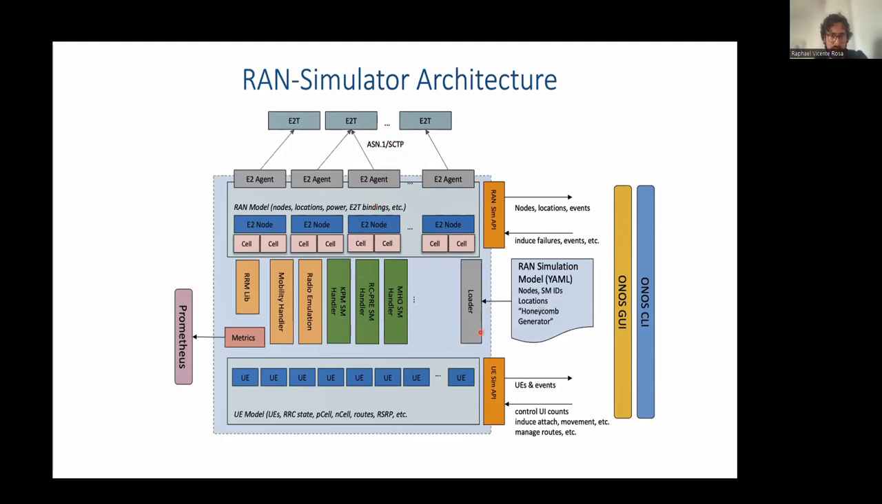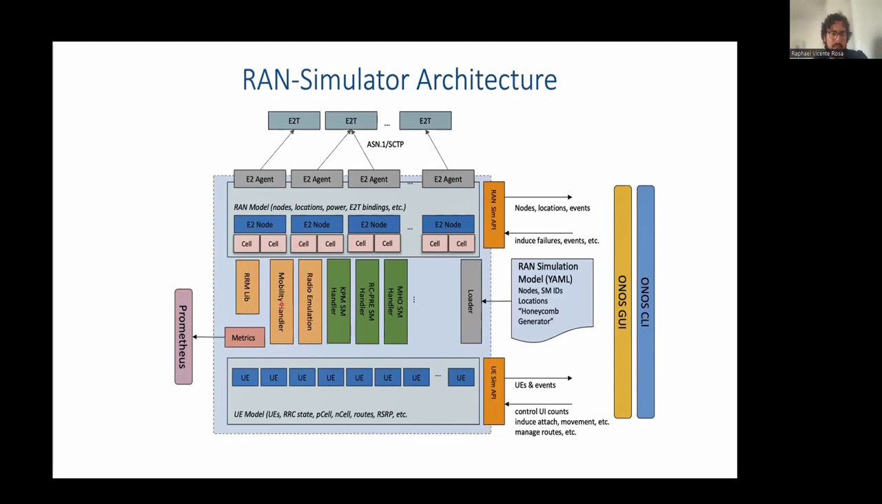The topology allows the definitions of the UEs, and these UEs contain certain properties that can be controlled, that induce them to attach, move, and manage their routes, for instance, and the parameters that they have, such as their RRC state, the RSRP, and the primary and the target or neighbor cells. And all of this is enabled by what we call the mobility handler and radio emulation libraries of the RAN simulator that trigger the mobility of the UEs and the update of the events.